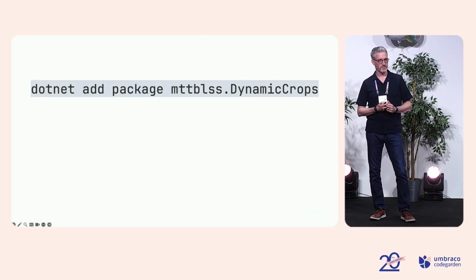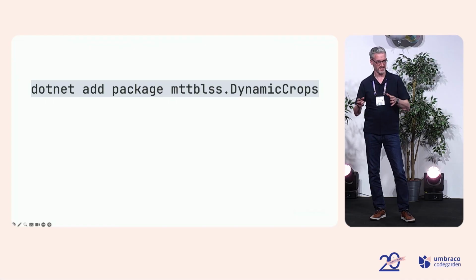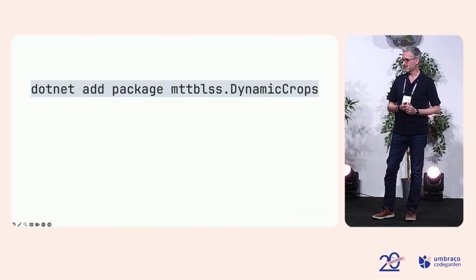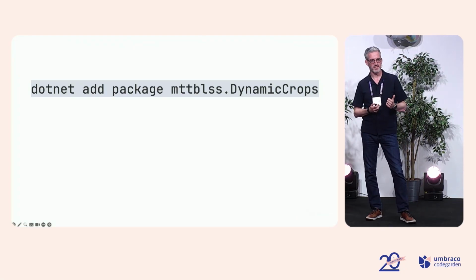Well, there's a little package. Like anything, I had an itch that I wanted to scratch, so I wrote a package to handle this. It's called Dynamic Crops. It's available for Umbraco 13 LTS. It's available for 15. It should work on 16. I'm going to test it after this talk. If it doesn't, I'll make sure there's a version that does.